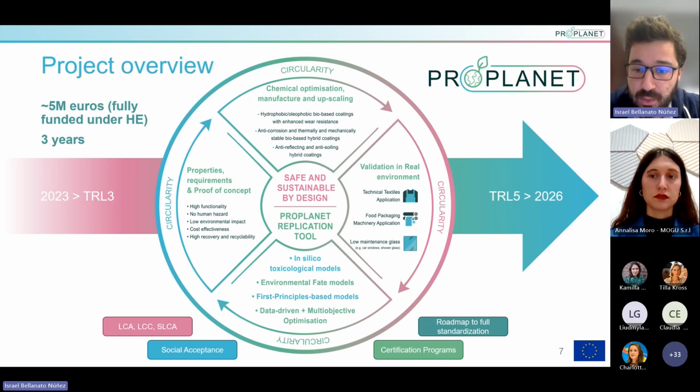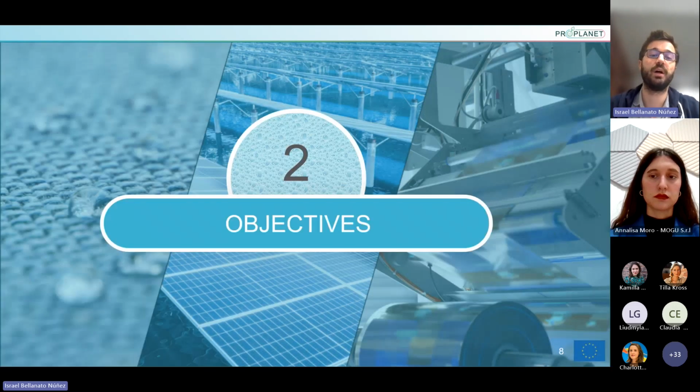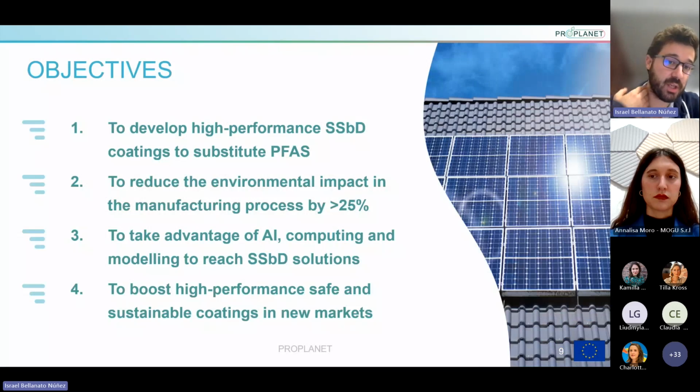We will define roadmaps to full standardization. We are currently also working on certification programs for the project itself. As for the objectives of the project, as I previously said, the main objective is to develop high-performance, safe and sustainable by design coatings to substitute PFAS, to reduce the environmental impact in the manufacturing process by at least 25%.